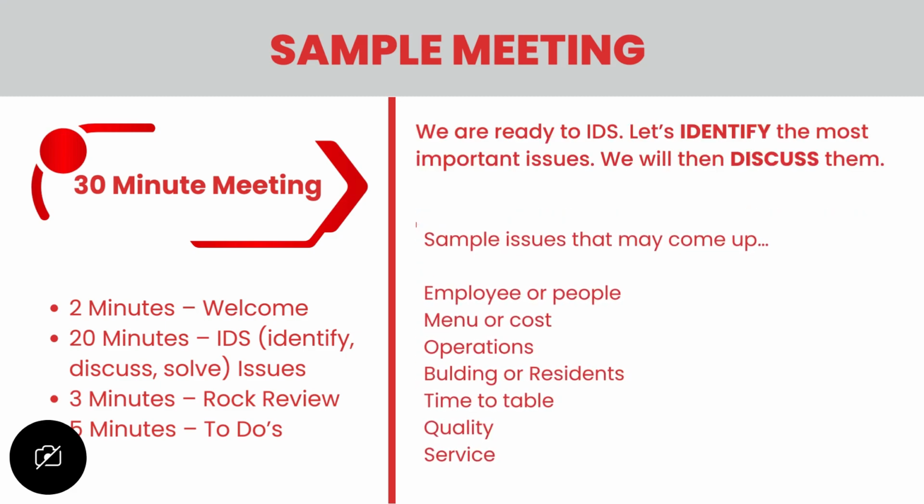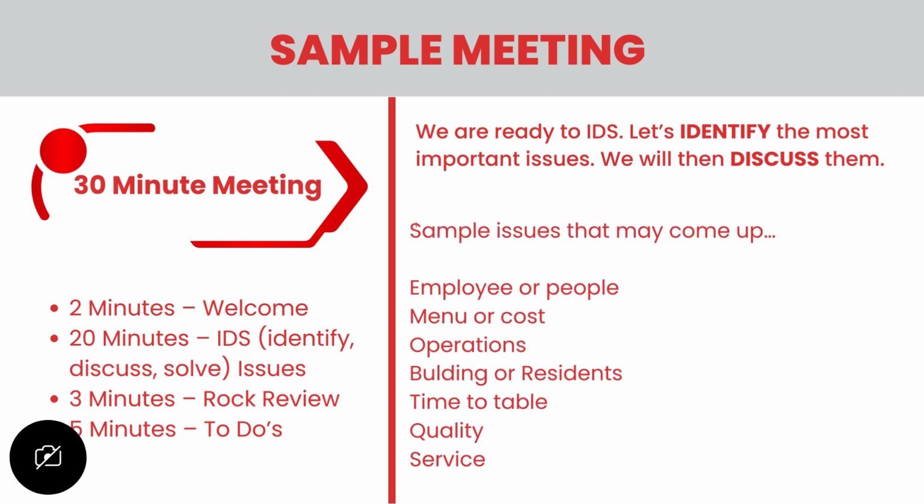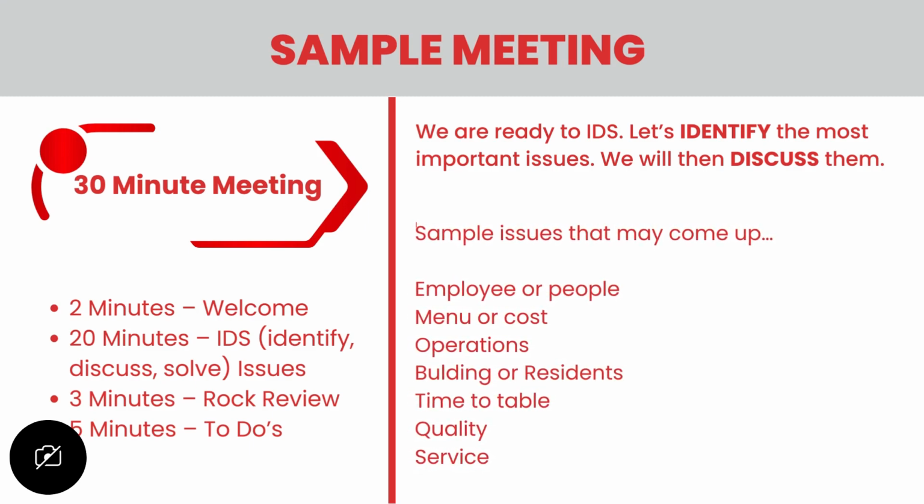Once we identify the issues, we will then discuss them. Once we pick the most important issues that we will be dealing with that day, we will then discuss. Sample issues that might come up might be employee or people related, menu or cost related, operations, about our buildings or residents, time to table, quality, service. These are all examples, but they could be a variety of different things depending on your location.